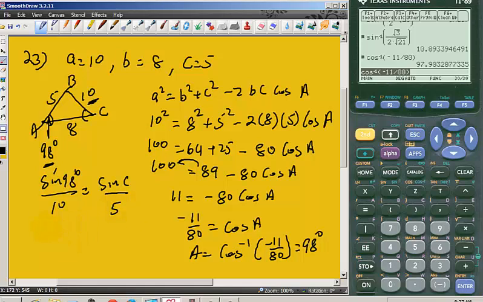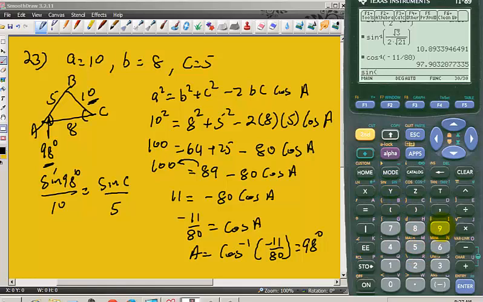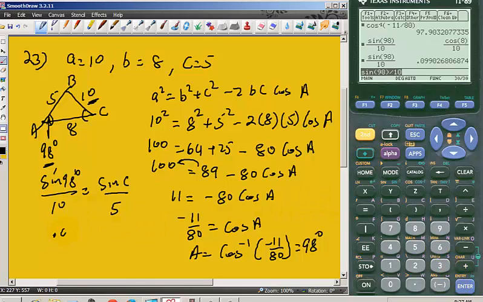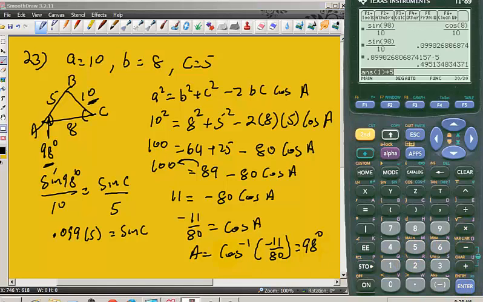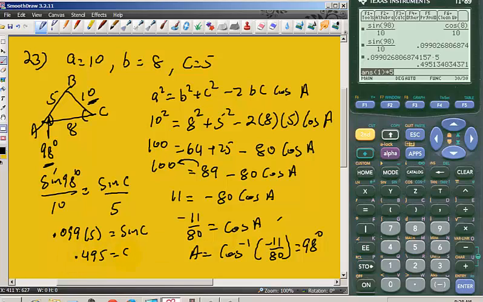Okay, so I'm going to have sine of 98 degrees. So let's go sine of 98, and I'm going to divide that by 10. Okay, hit enter. Oops, approximate. Okay, that's going to be 0.099. I'm going to multiply that by 5, which is going to give me sine of C. So I'm going to go times 5, enter, which is going to give me 0.495 is equal to sine of C.